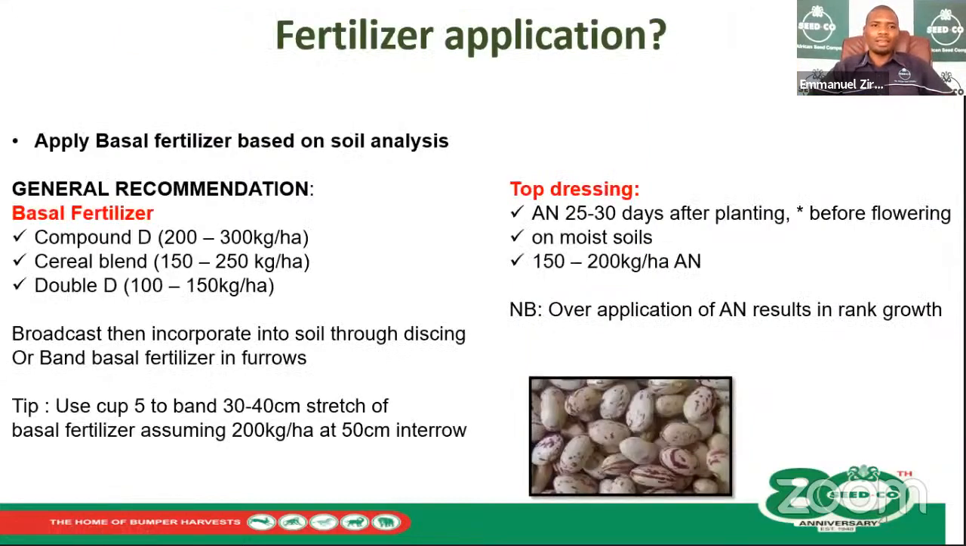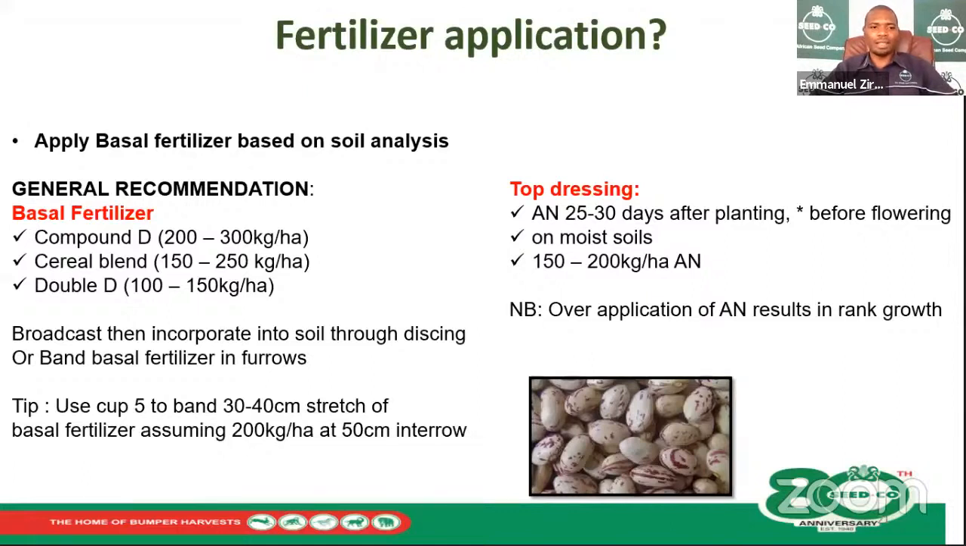Then on fertilizer application, we recommend farmers send their soil samples for analysis so that they get recommendations pertaining to the basal fertilizer that is needed in their particular fields. The general recommendation for basal fertilizer is 200 to 300 kgs per hectare of compound D. So it depends on the fertilizer that you have.